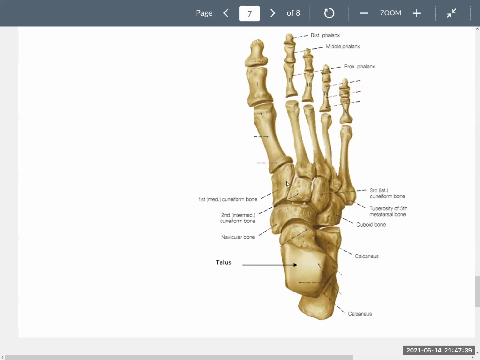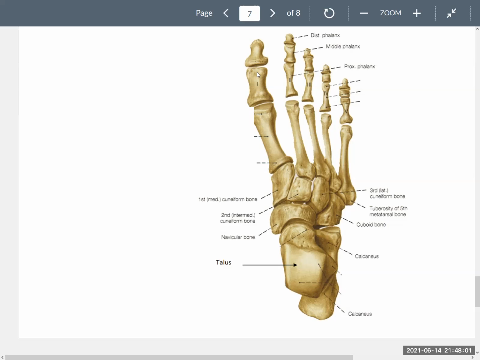Okay, now the foot. After the hand, the foot should be a piece of cake. And can't imagine you having much trouble with it. Let's do it together. Let's start with the toes. And those are the phalanges of the toes.